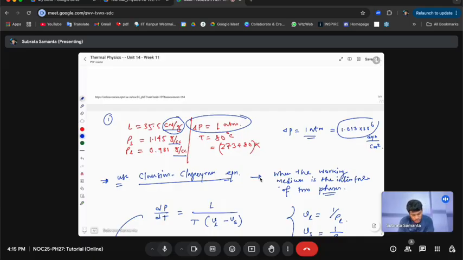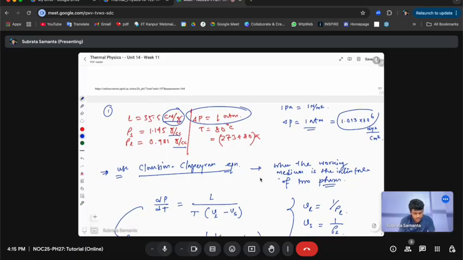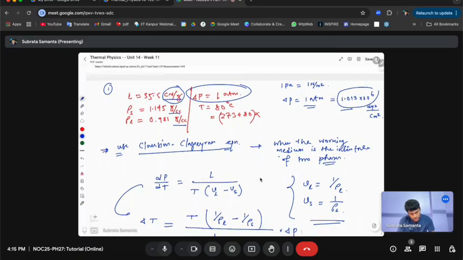You know that 1 Pascal is 1 Newton per meter square. Now we just convert 1 Newton to 1 dyne, and meter square to centimeter square. These are very simple steps, and at the end you will get 1.013 times 10 to the power 6 dyne per centimeter square.